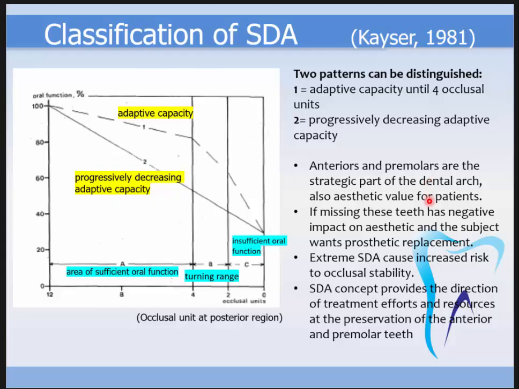Anteriors and premolars are the strategic part of the dental arch because they provide the aesthetic value for the patients. If you lose these teeth, you have a negative impact on the aesthetics, and most of the time the subjects want a prosthetic replacement. Also, extreme shortened dental arch, where you don't have any occlusal unit at the posterior, may increase the risk of occlusal instability. Therefore, they propose this shortened dental arch concept to direct treatment efforts and resources at the preservation of the anterior and premolar teeth. Ideally, you keep at least until the premolar.